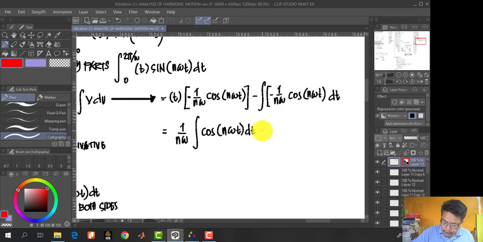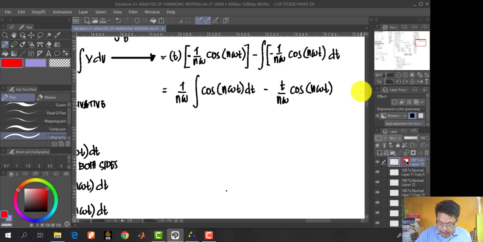Since this will be negative, we'll put the minus sign. Then we bring in t over n angular velocity, times the cosine of n angular velocity times time. Okay? So what we are left to integrate is this part.